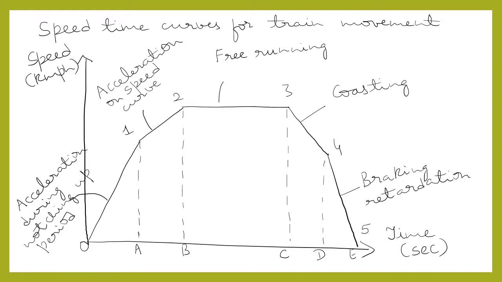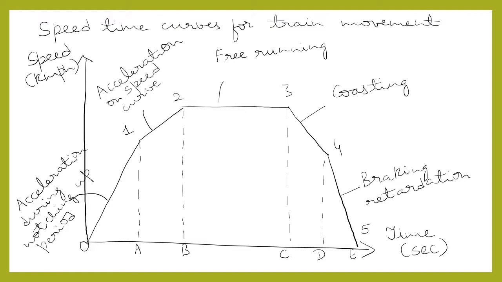The first time duration OA denotes the acceleration during the notching up period, that is the curve from 0 to 1. During this period, the traction motor is put into acceleration from rest and current is drawn by the motors and tractive effort is constant. This period is the notching up period.